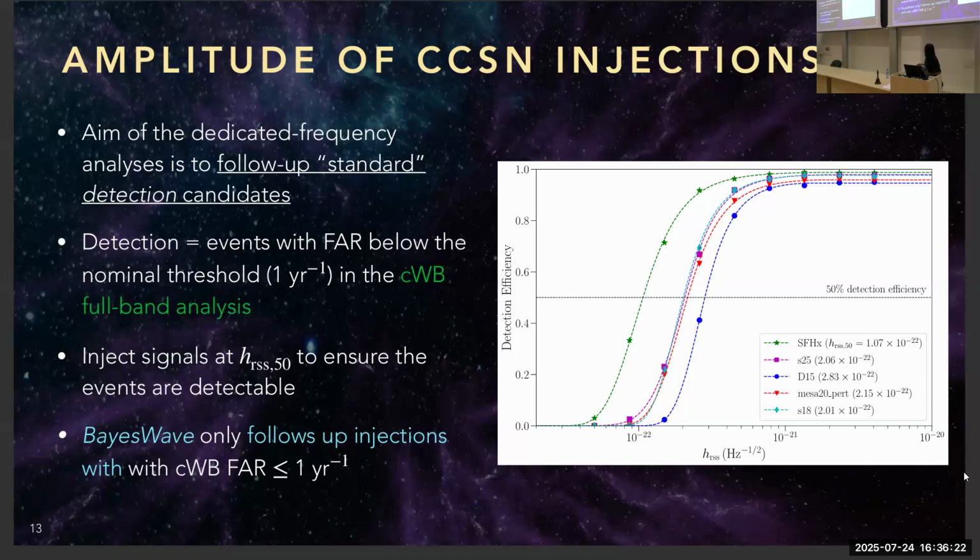So this just shows you how the efficiency curves go. And that line here is the 50% efficiency. And the numbers in these brackets here are the HRSS that we measured.